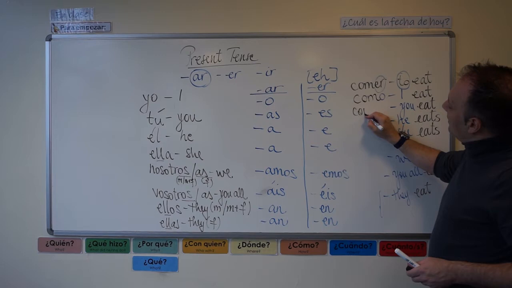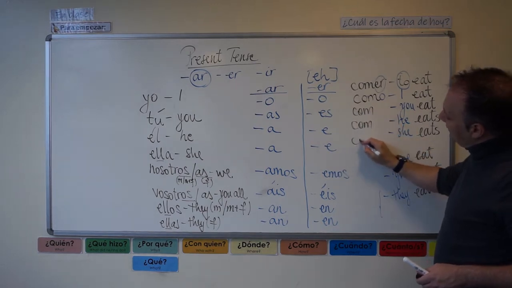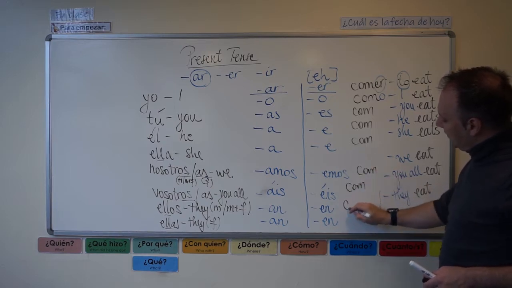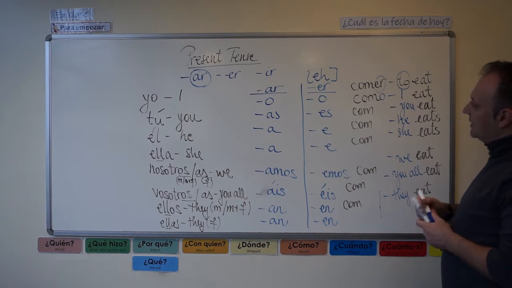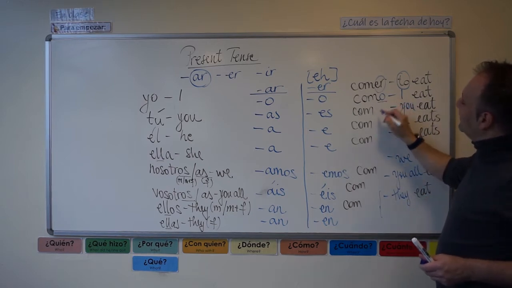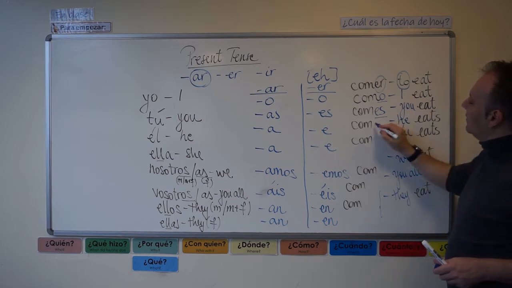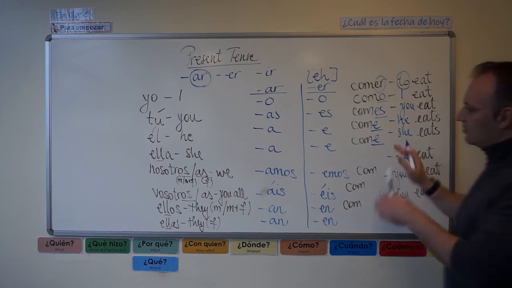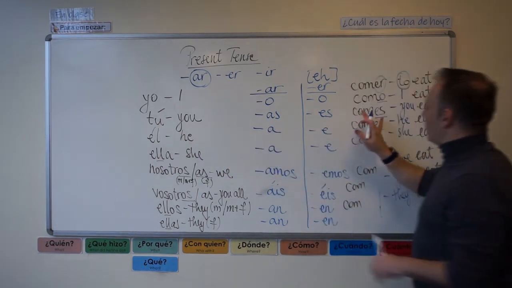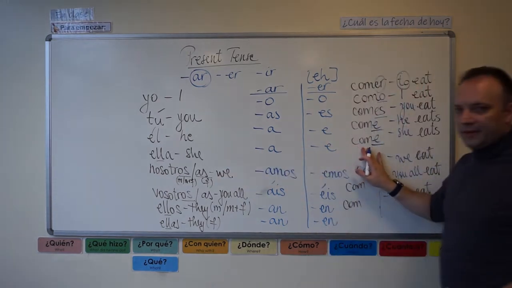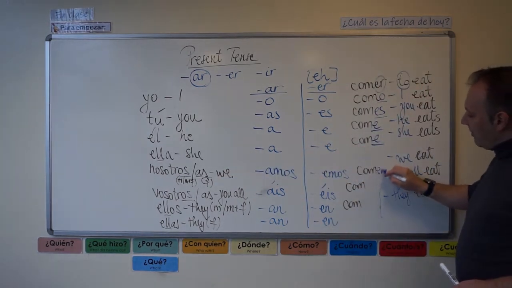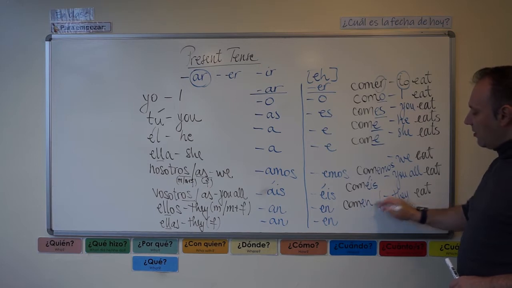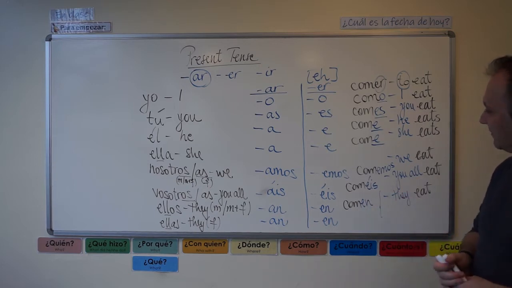In Spanish, as we have learned, we are going to copy the very first part of the word and then we are going to be adding the endings. So, como, I eat. Comes, you eat. Come, he eats. Come, she eats. Or you can also keep the pronoun and say él come, ella come. We eat, comemos. Okay? Coméis for you all eat, and comen for they eat.